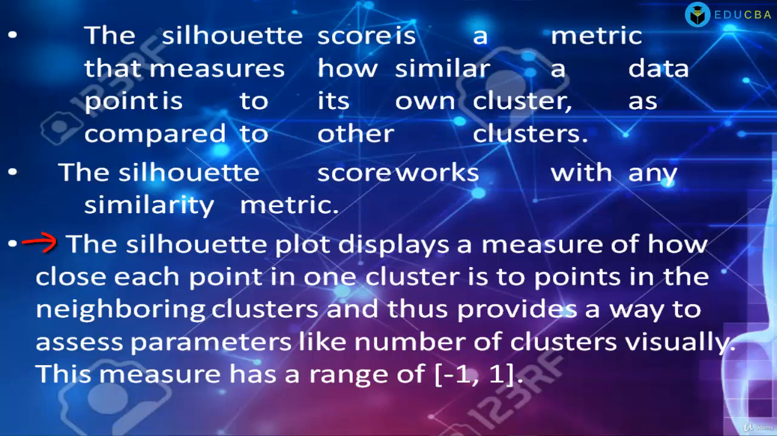Okay, so the Silhouette plot will display a measure of how close each point in one cluster is to points in the neighboring clusters, and thus provides a way to assess parameters like the number of clusters visually. So we have to draw a Silhouette plot, and that plot will display the measure of closeness of that point with its own cluster. This measure will have a range of -1 to 1. So what is the meaning of that range?